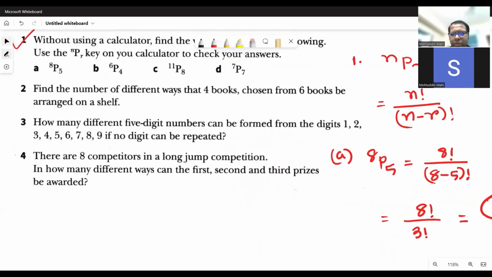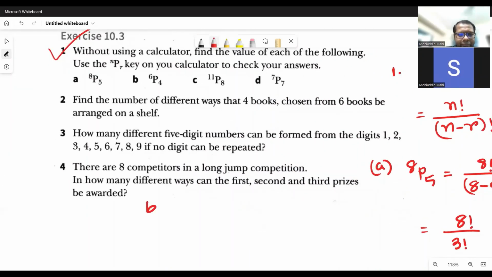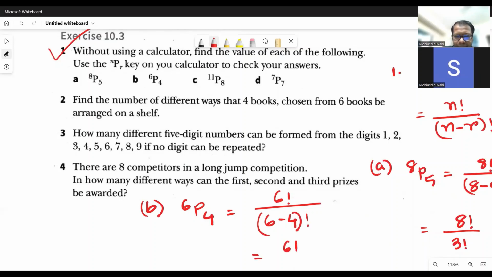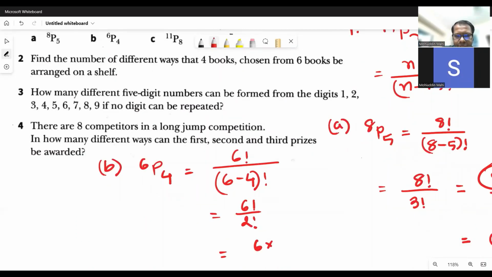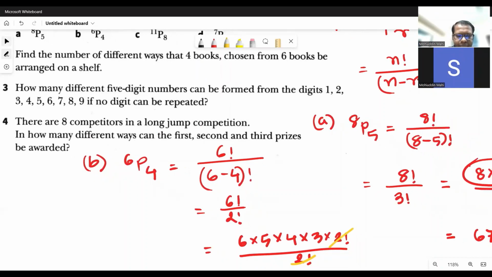So the answer is going to be 6720. Okay, next B, 6P4. So 6 factorial divided by 6 minus 4 factorial. So 6 factorial can be broken like 6 into 5 into 4 into 3 into 2 factorial. So you can cancel 2 factorial and 2 factorial. So the answer is going to be 360. In this way you can solve it.